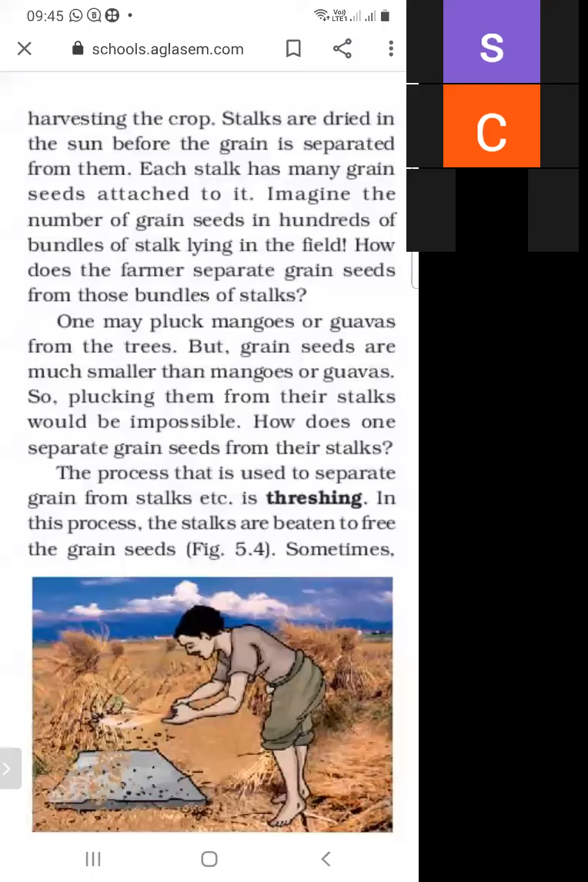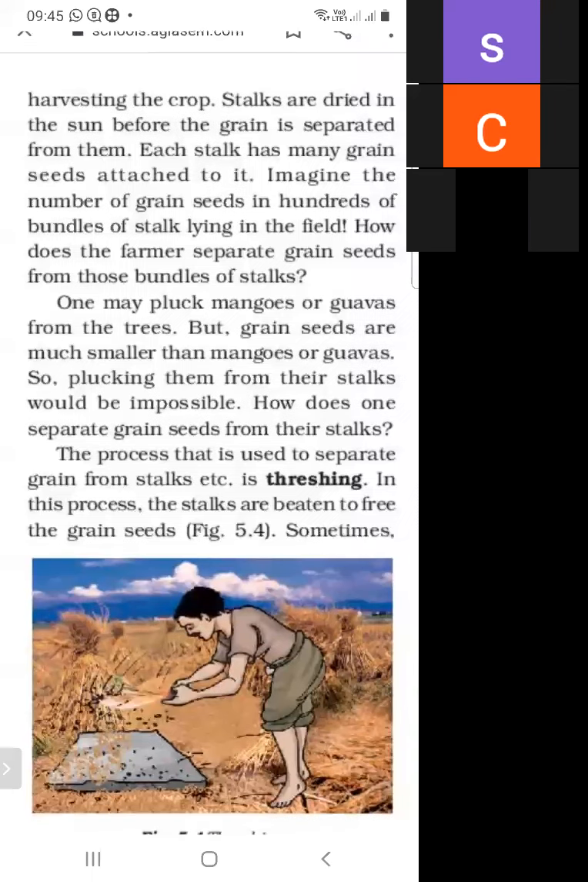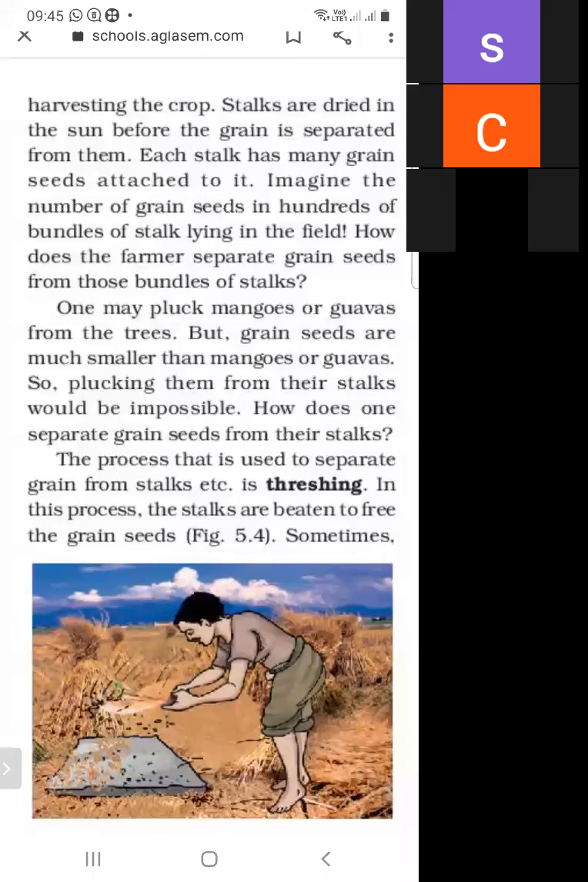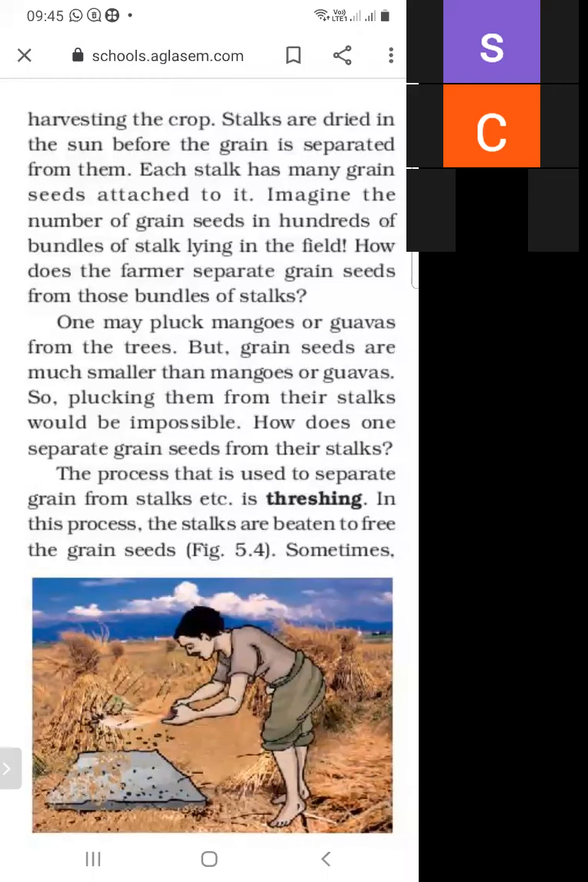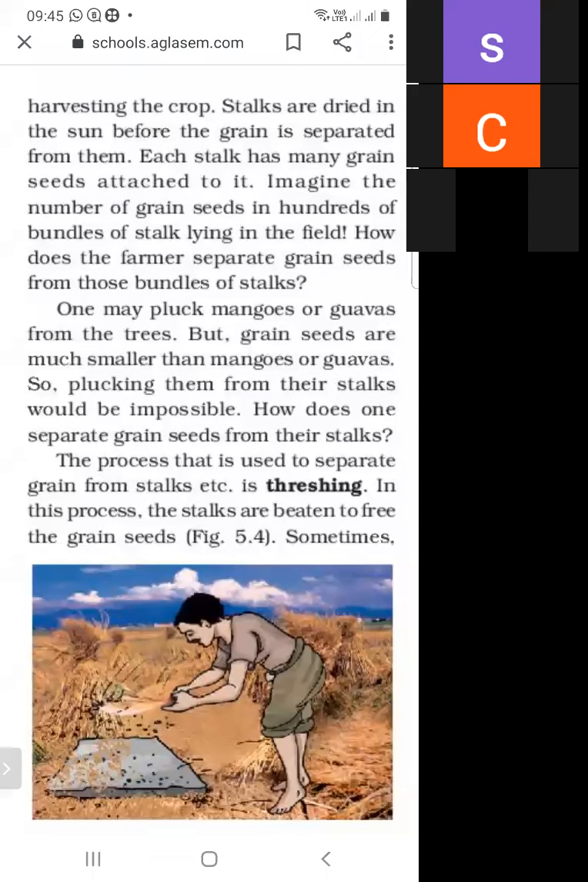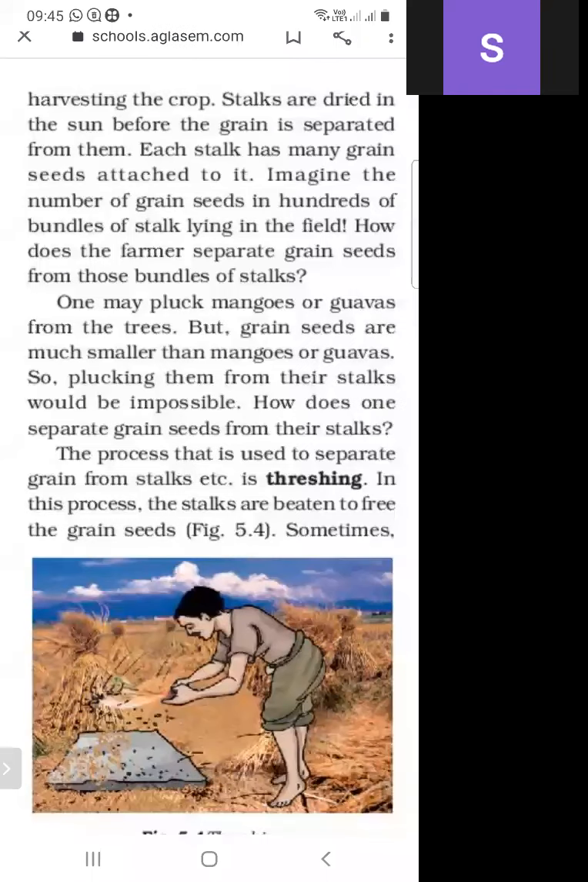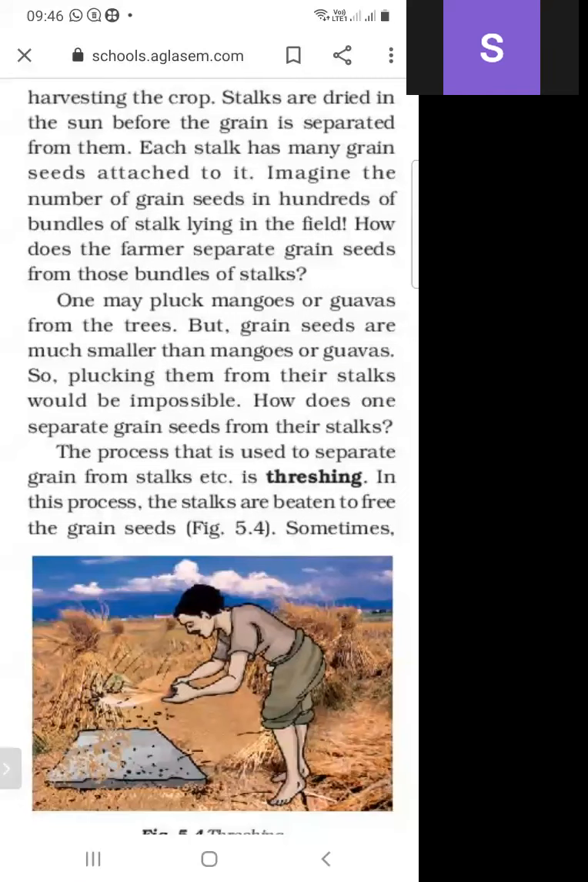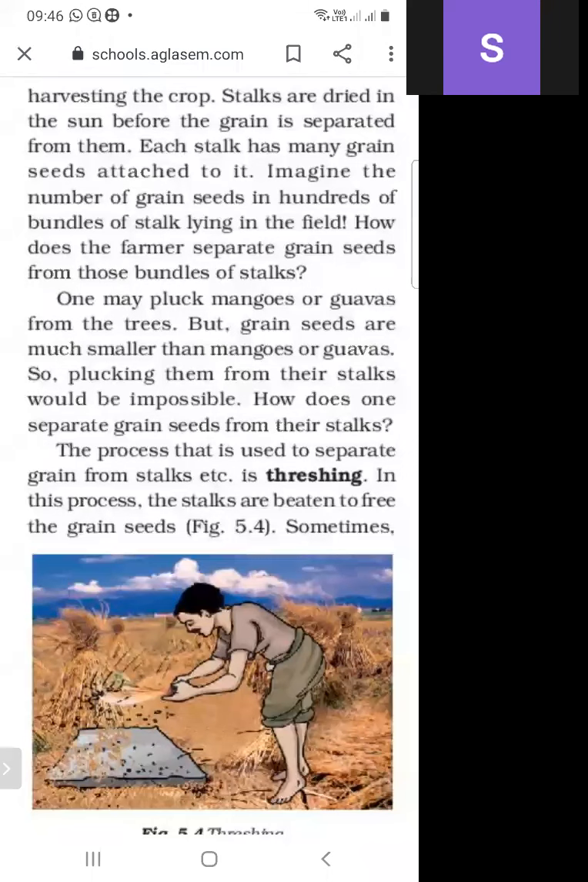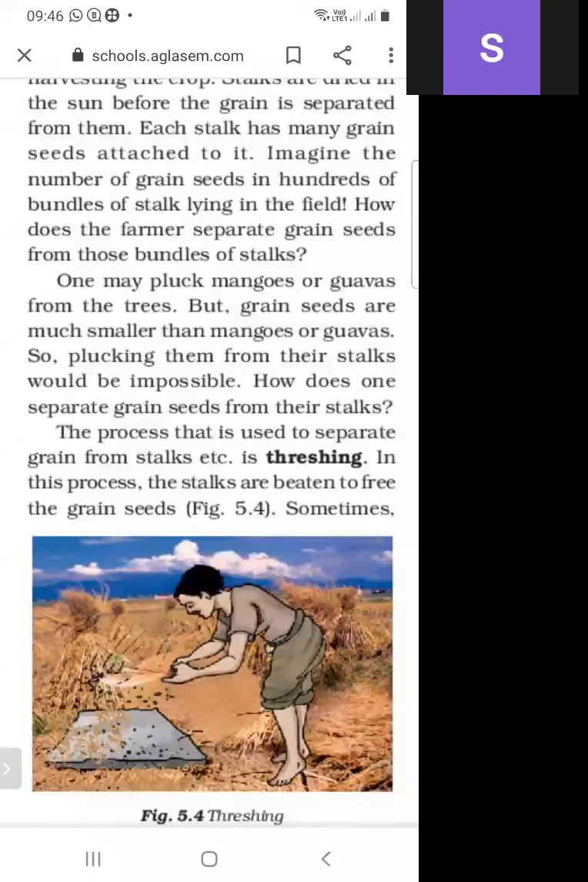Where stalks are present, they are dried first in the sun before the grain is separated from them. As we know, each stalk has many grain seeds attached to it, and you have to imagine the number of grain seeds in hundreds of bundles of stalks lying in the field. And how can we separate these seeds? We can separate them with the help of bullocks. Bullocks will press on these stalks, and then the grains are separated. Or it can be done with the help of machines.